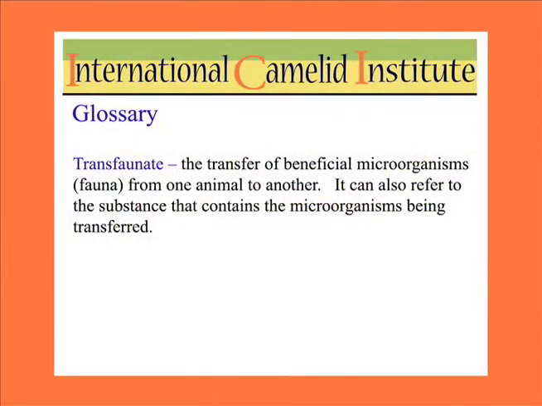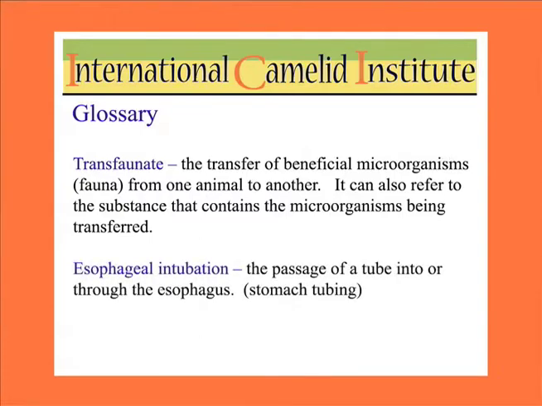Transfaunation is the transfer of beneficial microorganisms, or fauna, from one animal to another. It can also refer to the substance that contains the microorganisms being transferred. This is frequently called rumen juice. Esophageal intubation is the passage of a tube into or through the esophagus, otherwise known as stomach tubing.